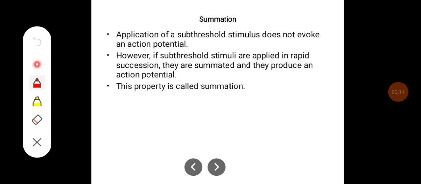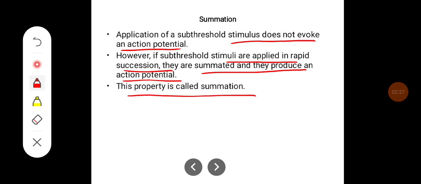Summation. Application of subthreshold stimulus does not evoke an action potential. However, if subthreshold stimuli are applied in rapid succession, they are summated and they produce an action potential. So this property is called summation.